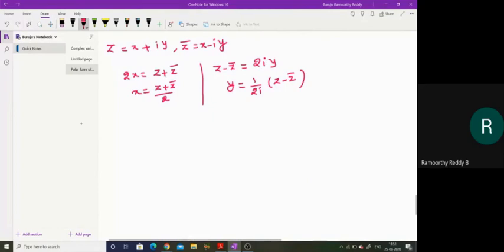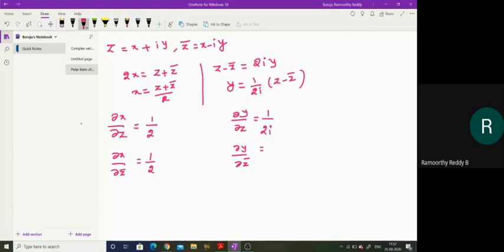Now see. What is dou x by dou z, dou x by dou z bar, dou y by dou z, and dou y by dou z bar? Dou x by dou z is 1 by 2 times dou by dou z of z plus z conjugate, where we treat z conjugate as constant. Therefore it is 1 by 2. Similarly, dou x by dou z bar is also 1 by 2. Dou y by dou z is 1 by 2i, since dou by dou z of z is 1. And dou y by dou z bar is minus 1 by 2i. It is clear.